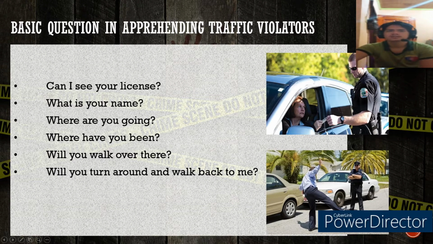Then next is, where have you been? In cases where the driver is driving under the influence of alcohol, to connect the situation, the officer must question the violators about the last place they hung out before driving. Possible answers are a club or birthday party, which leads to the violators being drunk and committing a violation.